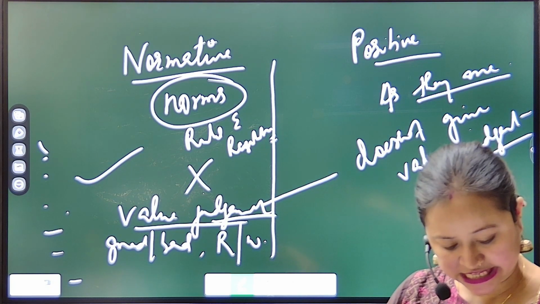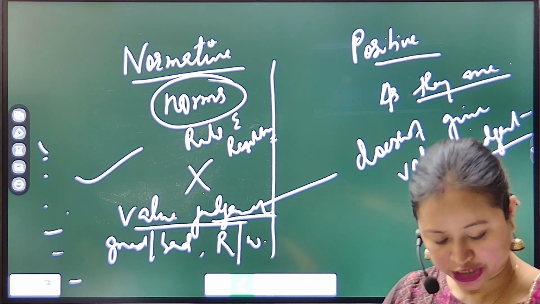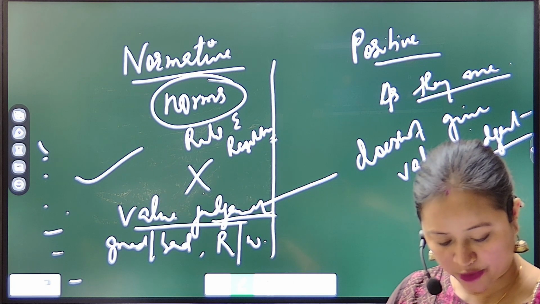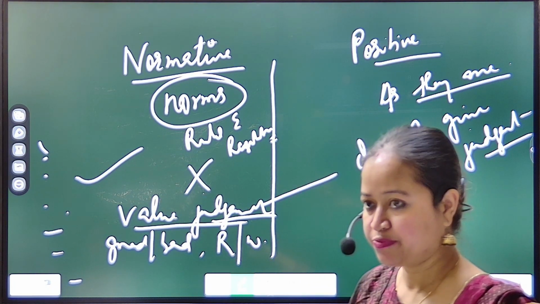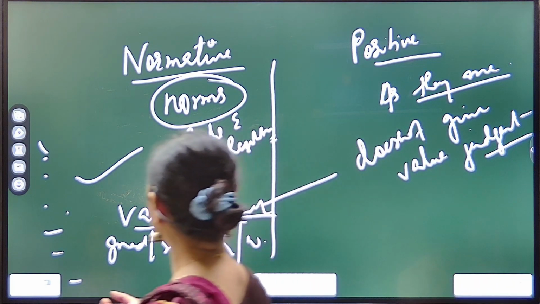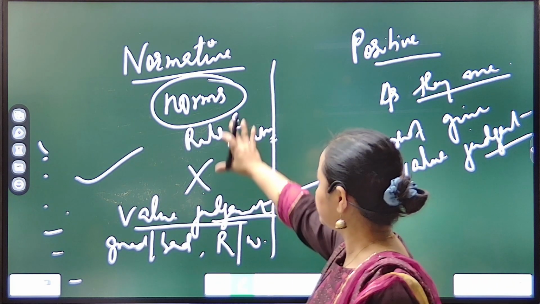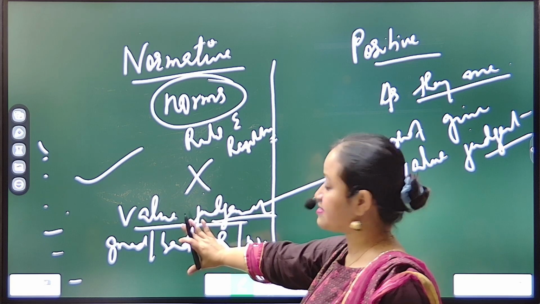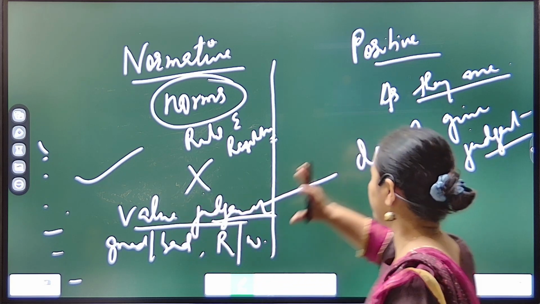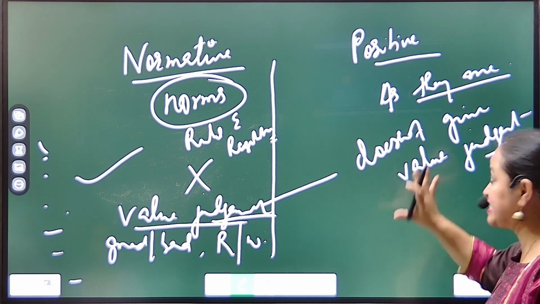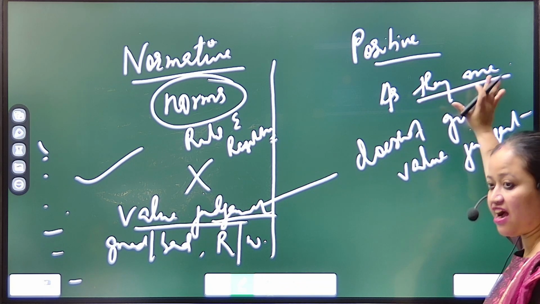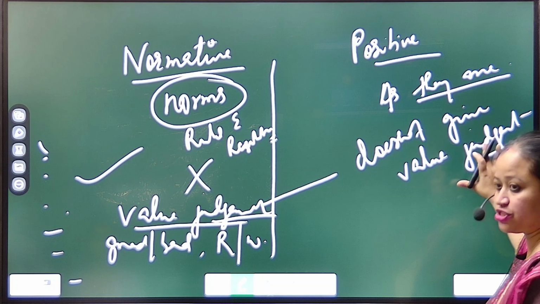Fine. Now next is, it does not deal with value judgment. And according to Lionel Robbins, economics is a positive science. Understood? Okay, fine. So now you write down the main points about normative economics and the main points about positive economics. So positive economics studies the problem as they are. It does not give value judgment.